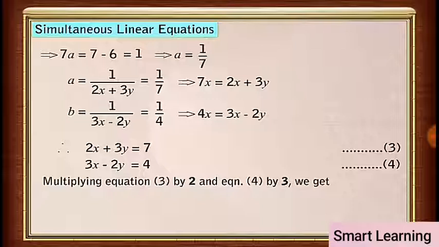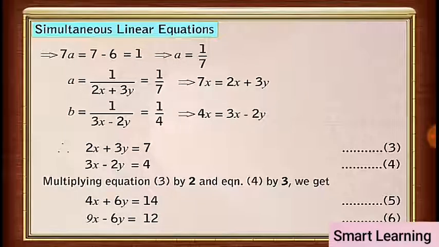Multiplying equation third by 2 and equation fourth by 3, we get: multiplying equation 3 by 2, we get 4x plus 6y is equal to 14. And equation 4 by 3, we get 9x minus 6y is equal to 12. Now we call these equations 5 and 6.